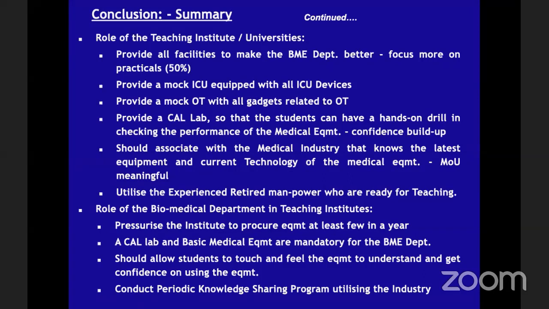Utilize the experienced retired manpower who are sitting at home and are ready for a second round. Call them. They are ready to come and teach. This time the teaching will be unbiased because they are not representing any equipment. So they will tell very clearly the positives and negatives of all the equipment. So what is the role of the biomedical department in a teaching institute?